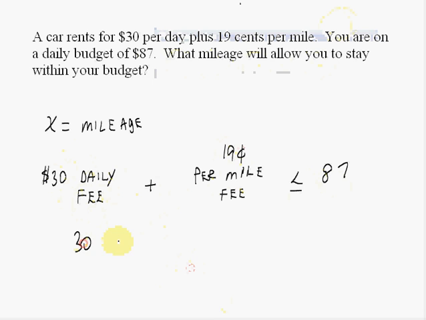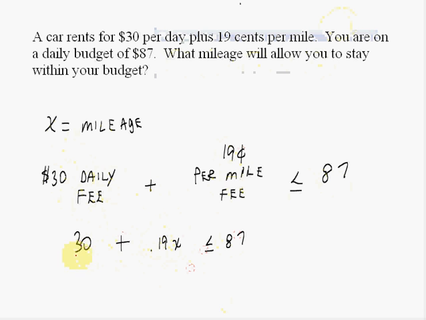So there's the 30 for the $30 daily fee, 19 cents per mile. Well, if it's 19 cents per mile and you're driving X miles, then it's going to be 0.19 times X. That would be how much you pay in mileage. It's less than or equal to 87. So now we just solve this inequality.